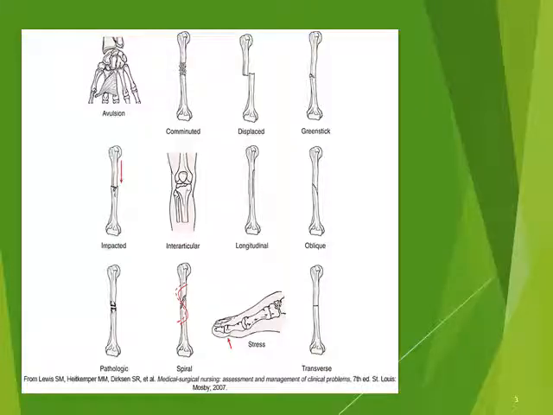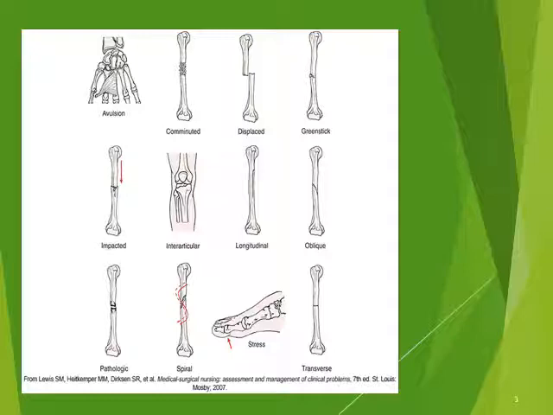And then this is the different types of fractures. This is represented in your book on page 880, and these are different types of fractures. So you have the avulsion, where the tissue or the bone is torn off. Comminuted is like broken in many pieces. Displaced, you can see that the bone has gotten out of alignment.